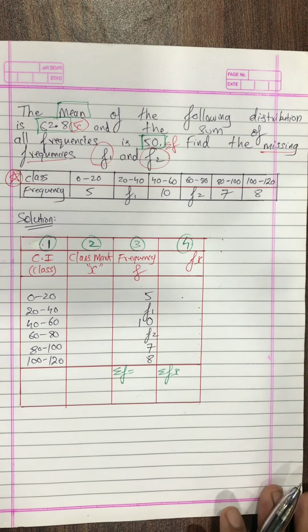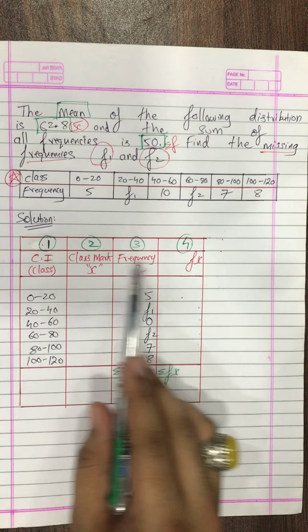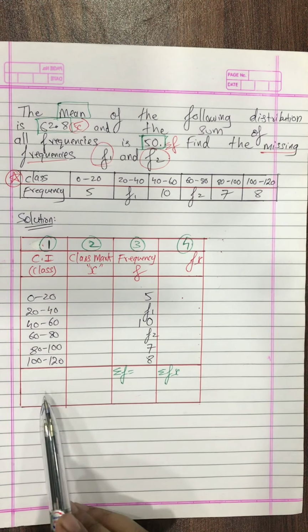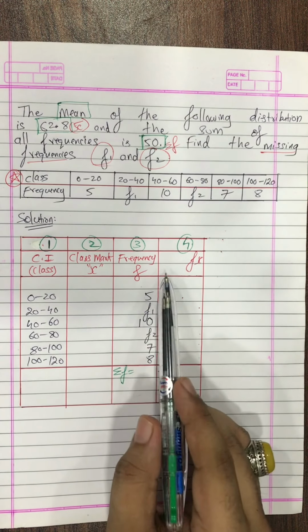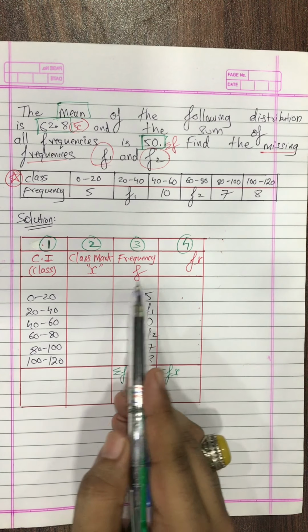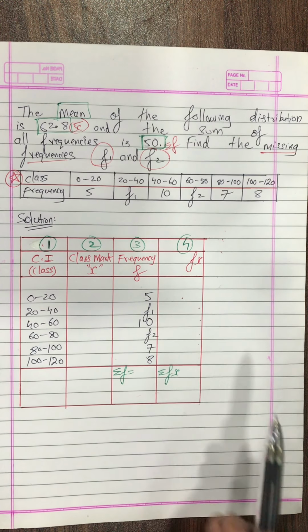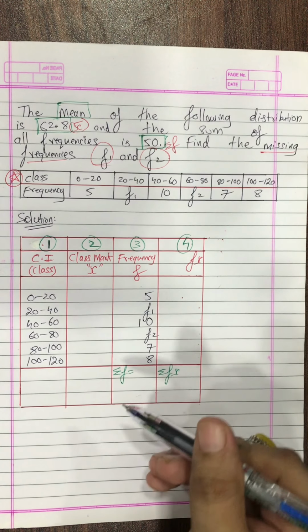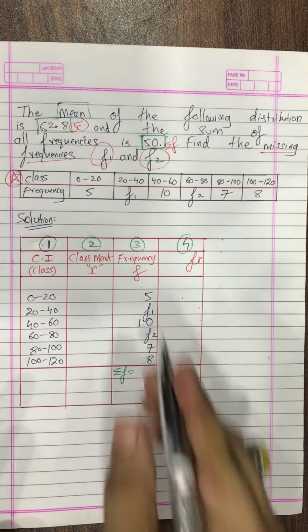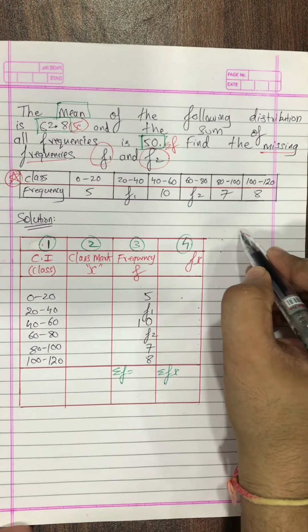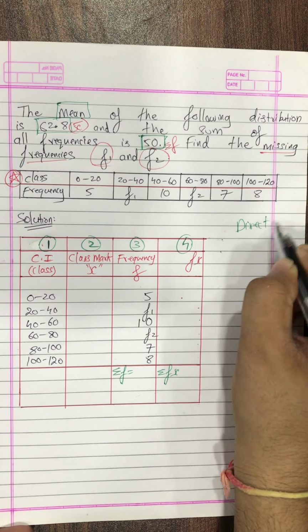Now please pay attention students. I have drawn the 4 columns. First class interval, second class mark, the second last column frequency, and the last column comes from the formula. Which method am I doing? As I told you, whenever such type of questions are there where certain things are unknown, always go by direct method.